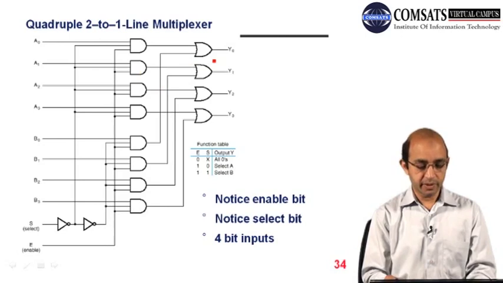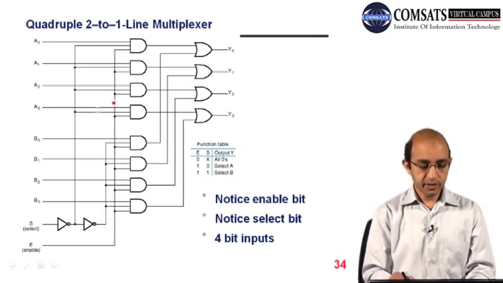And then we can have a quadruple 2:1 line multiplexer. Here you can see that we have select and enable. This is the function table, and you can see that whenever enable is equal to 0, irrespective of the select S, all outputs will be zeros. When enable is 1 and select is 0, all A's will be selected. And when enable is 1 and S is 1, we will be selecting B.